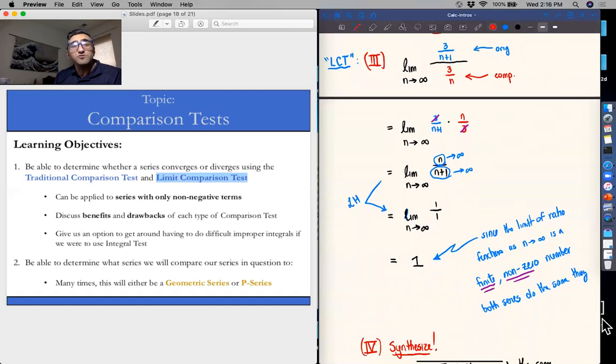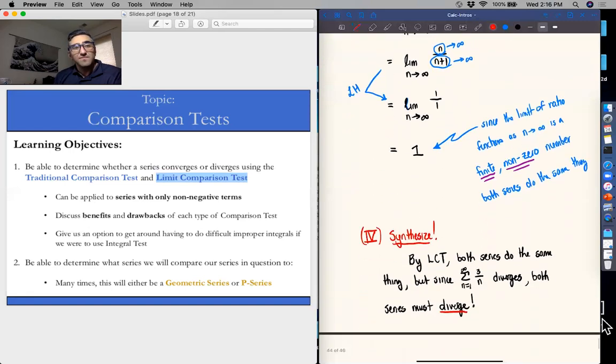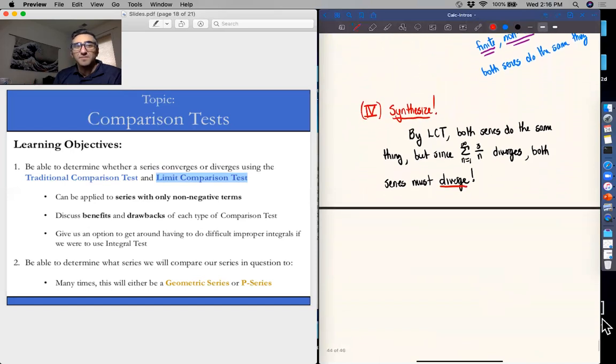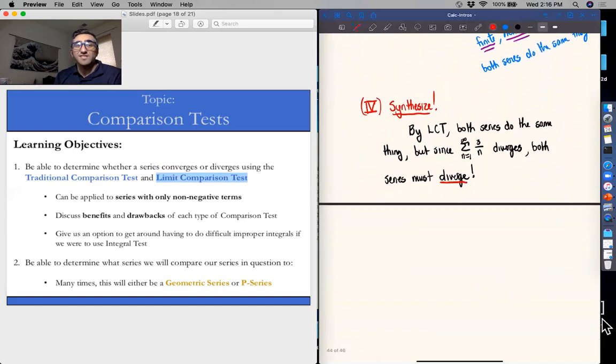Now, what I haven't told you so far is we don't actually need to do that previous step of trying to set up an inequality. We could go from step 1, determine a series to compare to, step 2, figure out what that series we're comparing to does, and jump right into the limit comparison test if we wanted to. All right, that's the limit comparison test. Let's practice some more examples in class.